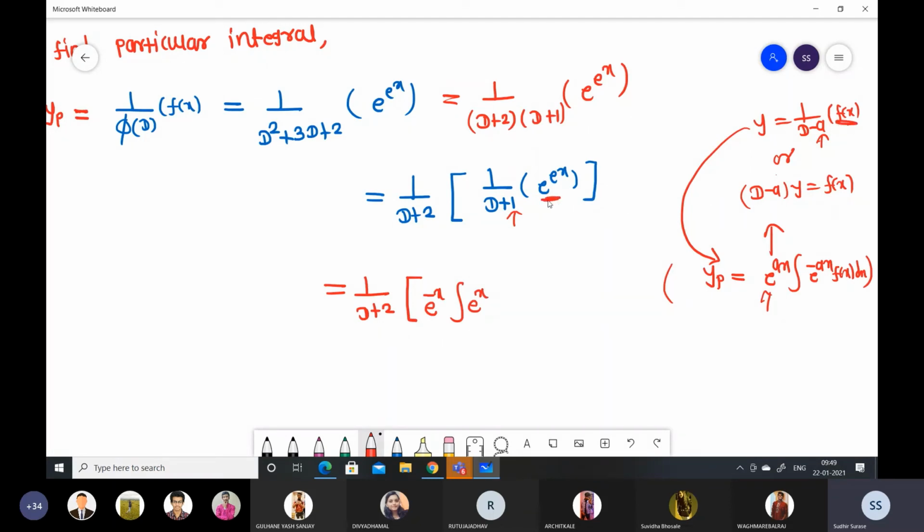So in this case it is e to the power x dx, and we have to solve this integral. Once we get the integral value, then we can apply 1 upon d plus 2 using the same formula, okay? Now how to solve this integral? E to the power x, and here we have e to the power x. How to solve? Do you know any proper substitution so that we can solve this?